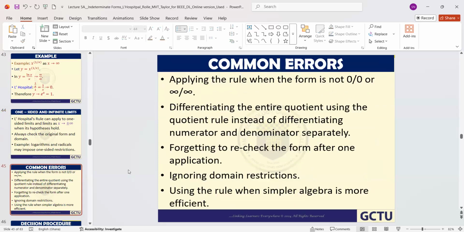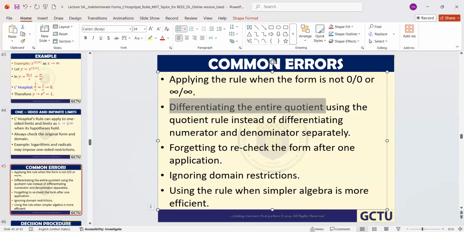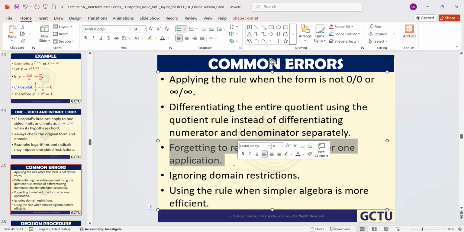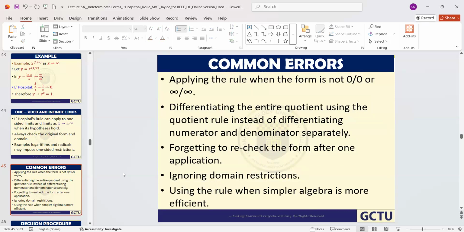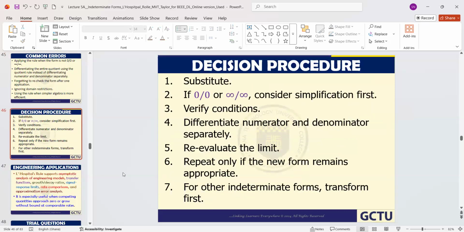Okay. So these are the common errors that students sometimes face. Instead of applying L'Hopital's rule, they will do direct substitution. So first of all, differentiate the entire quotient using the quotient rule, or differentiate numerator and denominator separately. Forgetting to recheck the form after one application, and ignoring the domain restrictions. Use the rule when you have simpler algebra; it is more efficient. Okay, so that is for L'Hopital's rule.